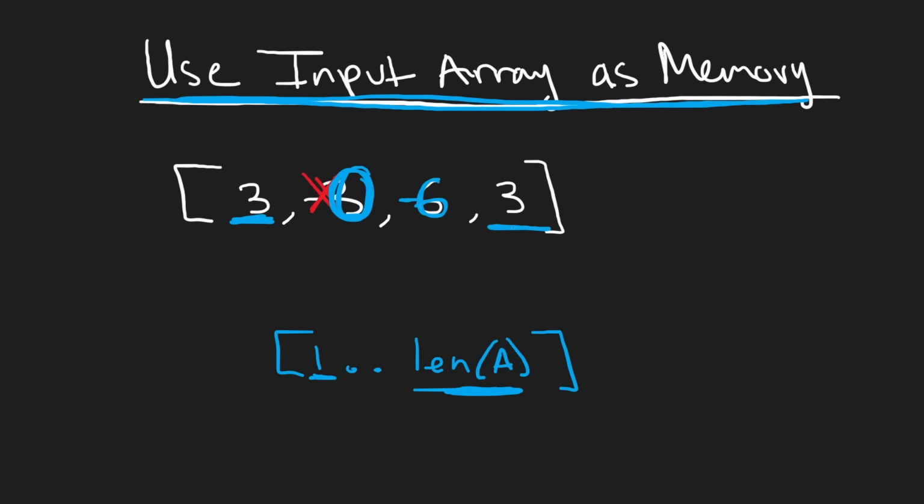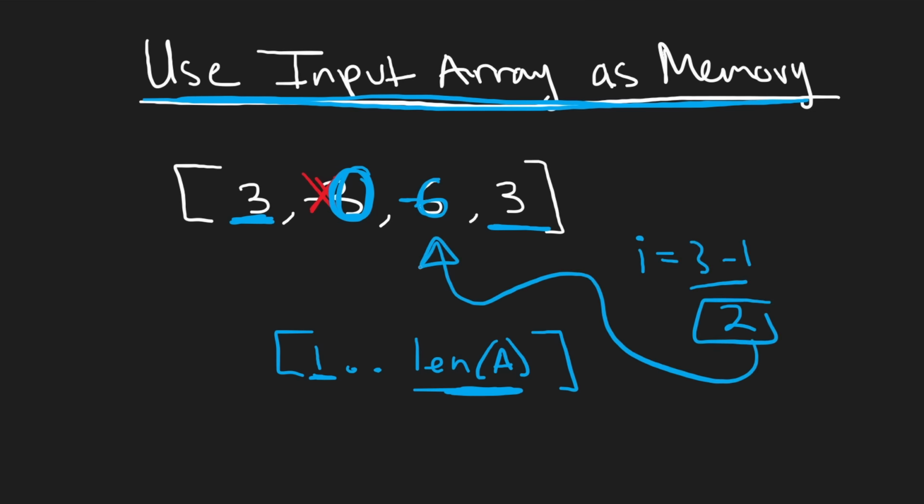Again, we found a 3, right? So we're going to go to i equals 3 minus 1. That's going to be 2. We know index 2 is going to be over here. And we're going to change this to a negative, but good thing for us, it's already negative. If it's already negative, we don't want to change it back to a positive number because remember, 3 does appear in our list.